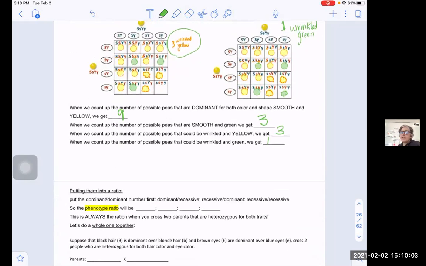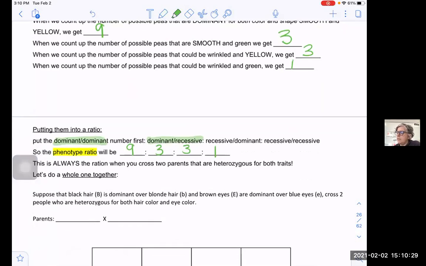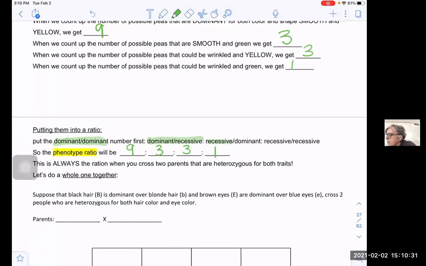So when we put these into a phenotype ratio, we would write them as 9 to 3 to 3 to 1 because the ratio goes the dominant number first. So the number that's dominant for both. Then the number that are dominant for one trait, recessive for the next. The third number is how many are recessive for one trait and dominant for the other. So opposite what the second number was. And the last number is always the one that's recessive for both traits.